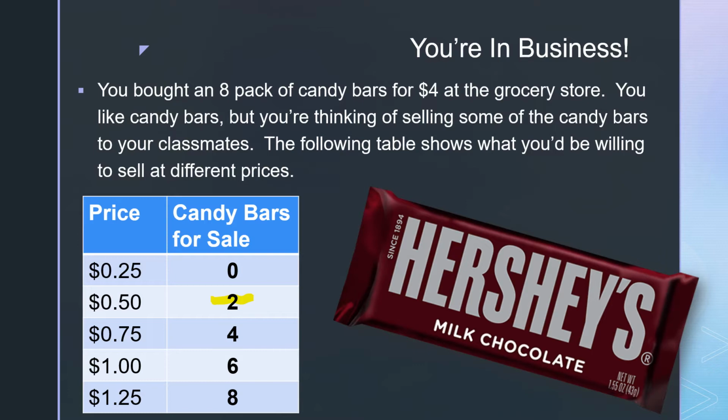Now, if you could sell the candy bars for 75 cents, well, you would go ahead and sell 4 of them because now you're making money. If people would give you $1 for candy bars, you would sell 6 of them. And if people are going nuts for chocolate and they'll give you $1.25 for a chocolate bar, you would go ahead and sell all 8 of them. So this is what we would call a supply schedule. If you watched the video about demand, you know what a demand schedule is. A supply schedule is the same thing, but as you guessed, it's for supply.